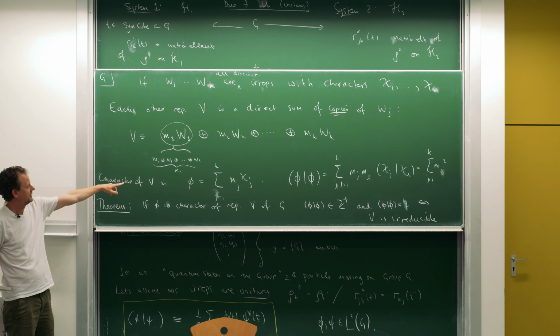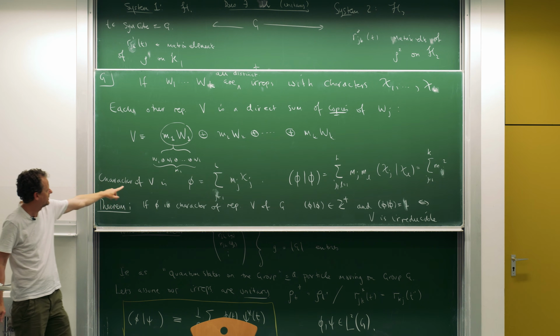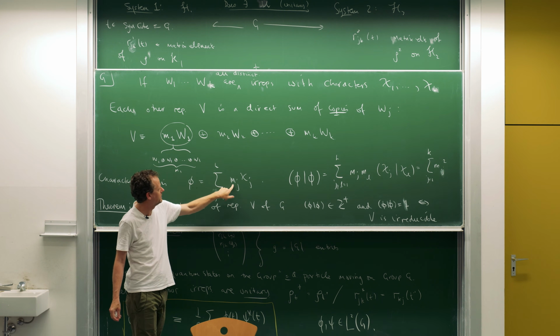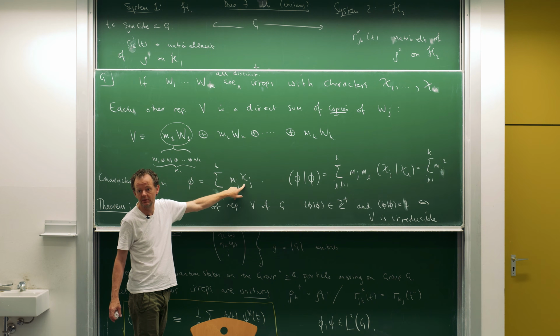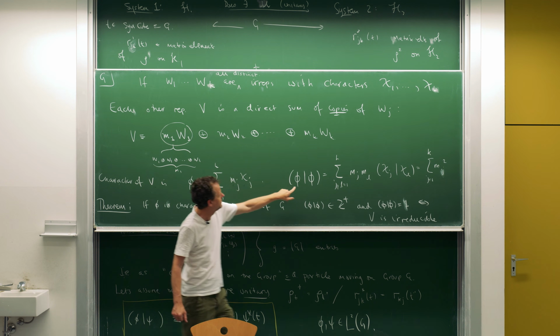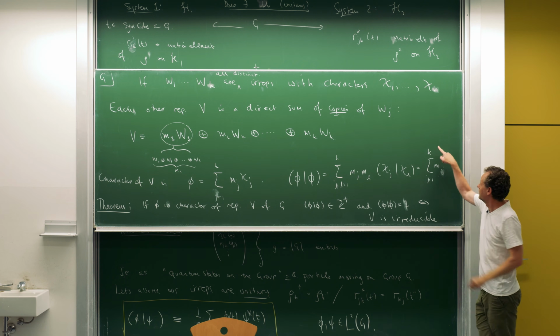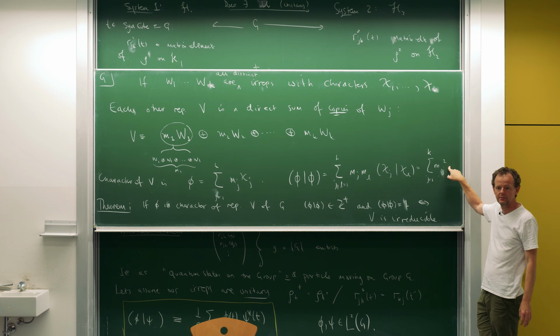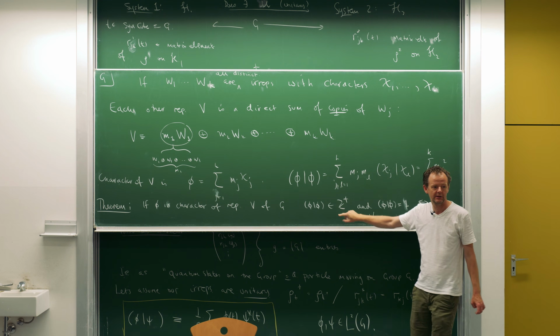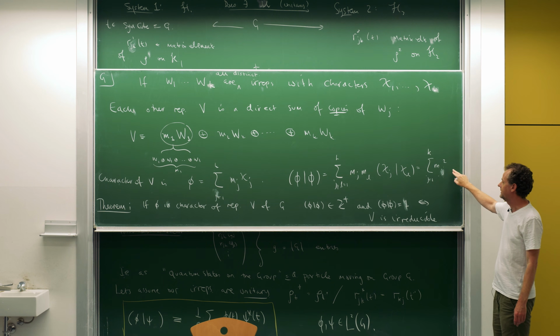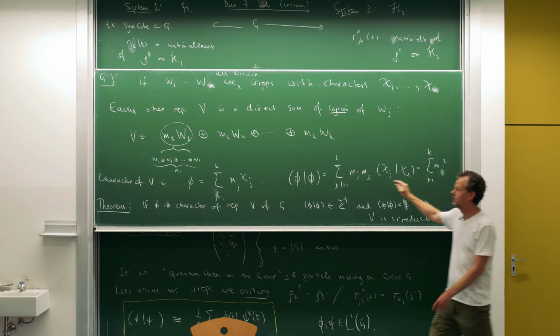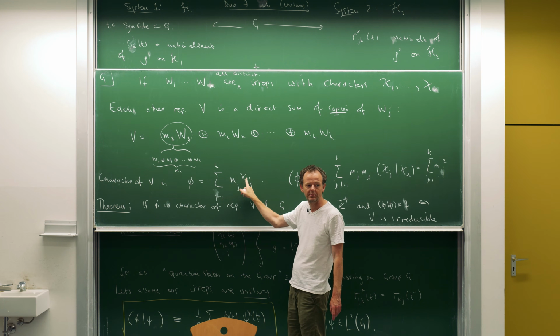So let's take a look at this here. The character of any representation is therefore a sum of an integer number of copies of the corresponding characters. If I compute the scalar product of this function here, then I get a sum of integers squared. So that's a positive integer. And when can that correspond to an irreducible representation? Irreducible means that only one time does something appear in this list.